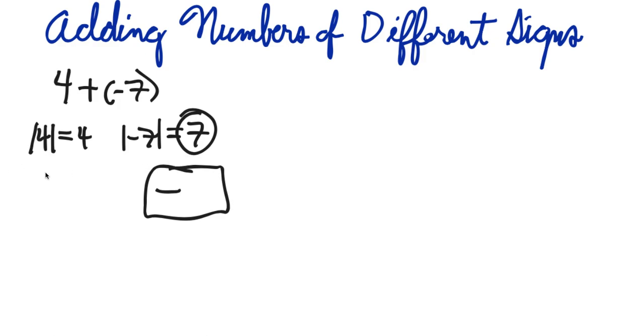Now we're going to do simple subtraction. And you're like, what does this mean, simple subtraction? We're going to do 4 minus 7. No, that doesn't look simple. I'd rather do 7 minus 4. That's simple to me. 7 minus 4 is 3. So the answer would be -3.